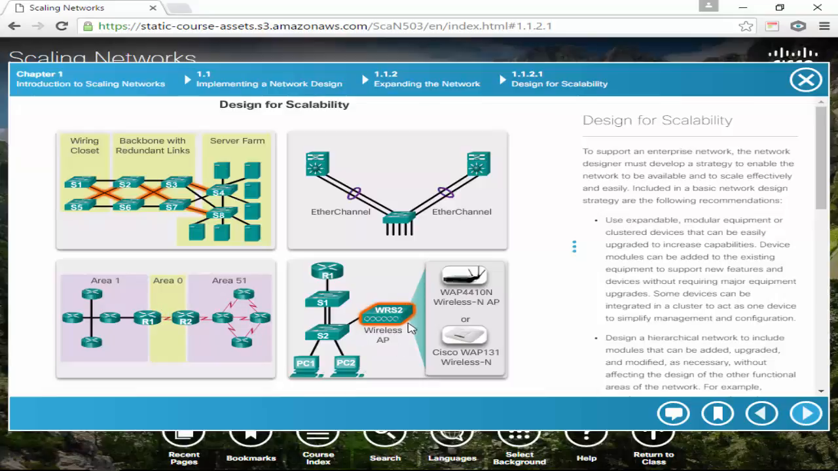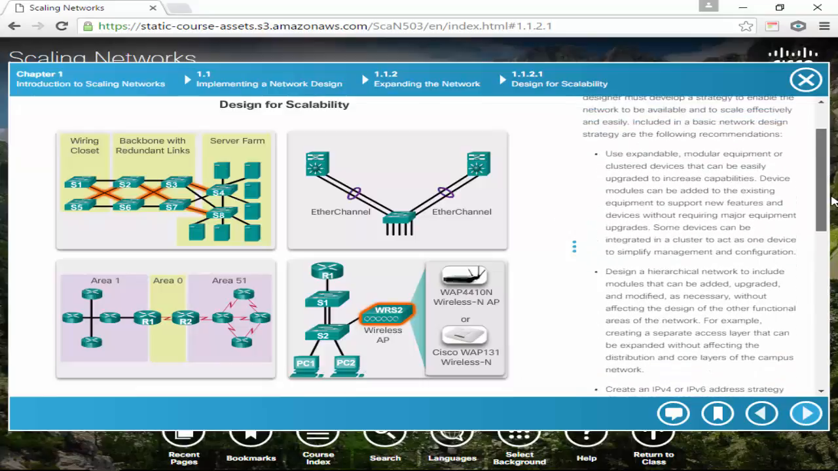This right here is the wireless controller for these access points, or I guess that's what it's showing here. I would say they're basing it on the idea that you need multiple wireless controllers for your access points, or you need multiple access points on different switches, so that if this switch went down, your wireless network wouldn't crash completely. Alright, so to design for scalability, let's see.